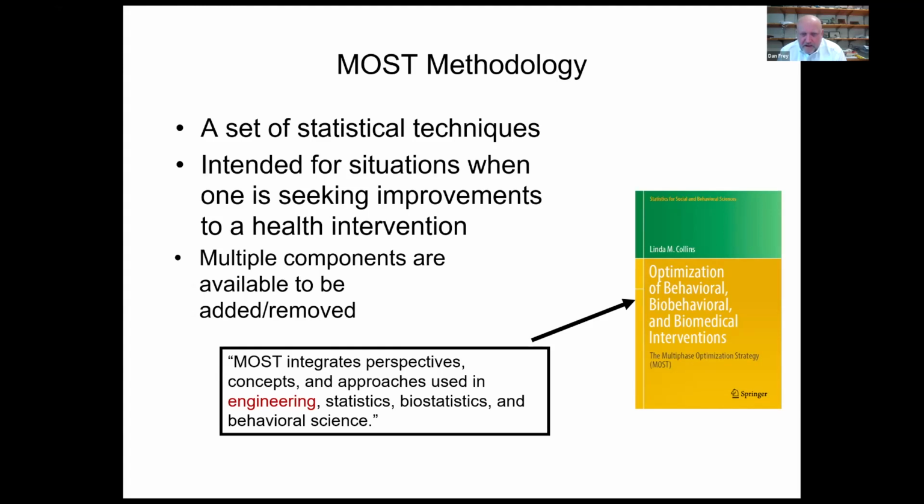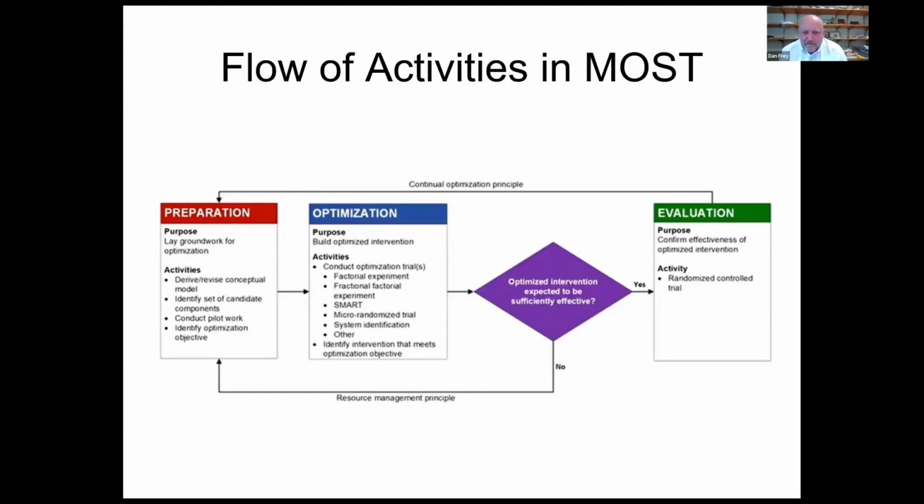She wrote this book about how to use response surface methodology and related statistical techniques specifically for behavioral, biobehavioral, and biomedical interventions. But it was based on engineering approaches. Her methodology she describes in a flowchart. It starts with a preparation phase in which you really try to understand what is being done currently. It is focused on what they call a conceptual model. You think about inputs and outputs of these interventions. You think about whether there are separable components of those interventions, and you try to state what your optimization objective is in clear and measurable terms.